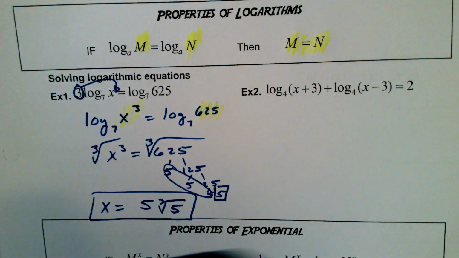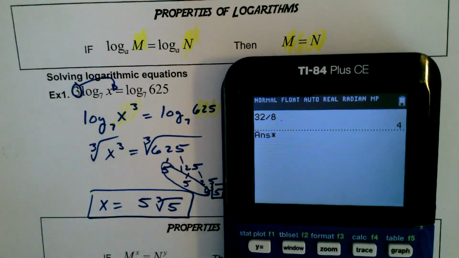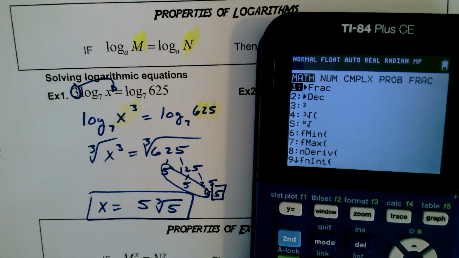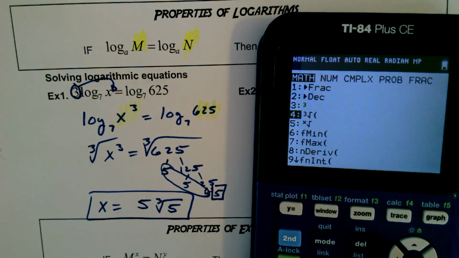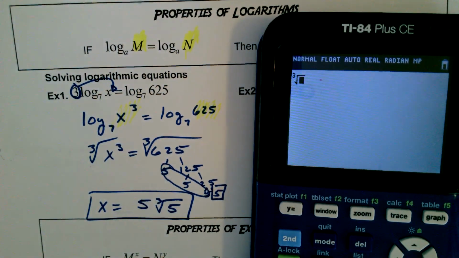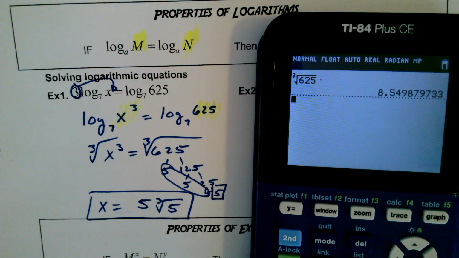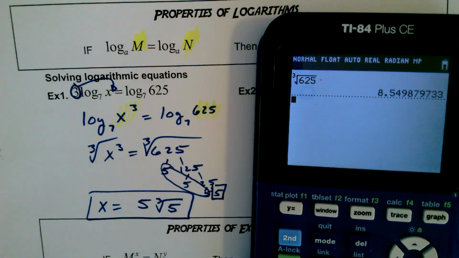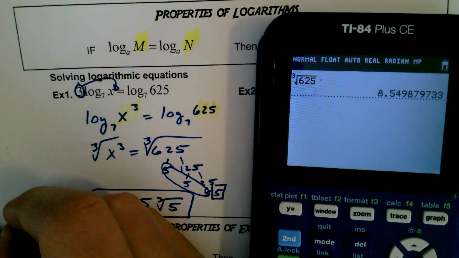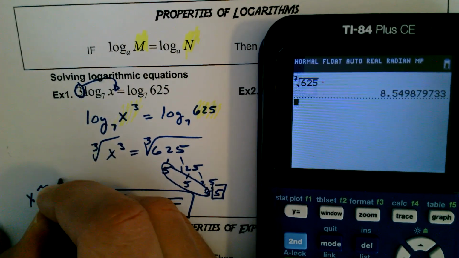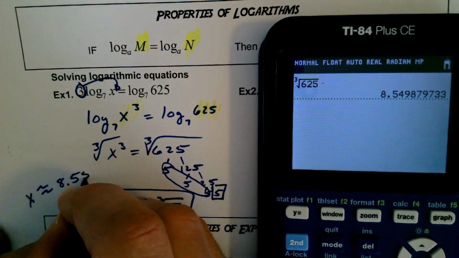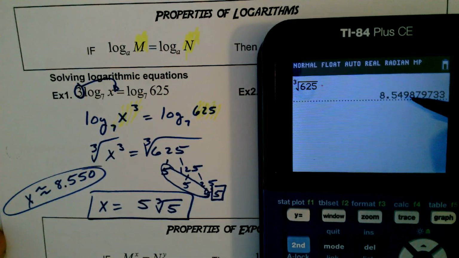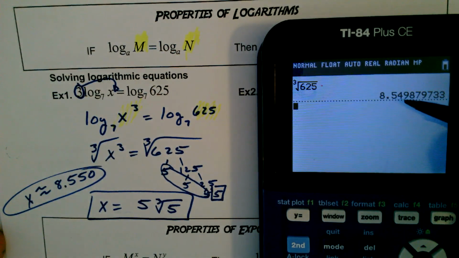Now, if they ask for a decimal, I don't have to do any of that work. This is just a refresher on how to do that. I would use the math menu, go all the way down to cube root, number 4, and just do 625. And if I round that, that's approximately 8.550. If they ask for the approximate, rounded to 3 decimal places, it's 8.550. That 8 rounds the 9 up to 10, which rounds the 4 up to a 5.